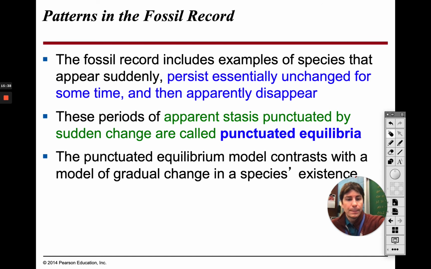So, punctuated equilibria. Let me explain that first here. What's going to happen, guys, is if we have this model of punctuated equilibria, there's going to be a contrasting model, and it's called gradual change. So they are going to be completely different from one another.